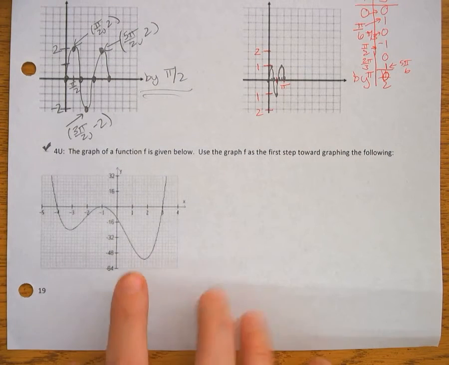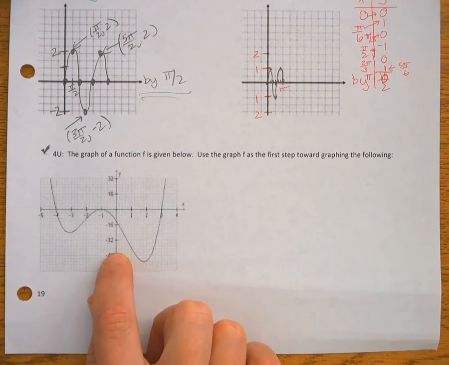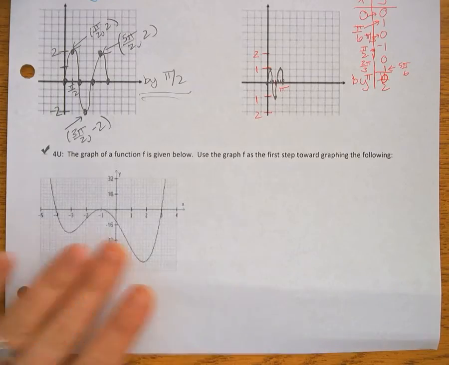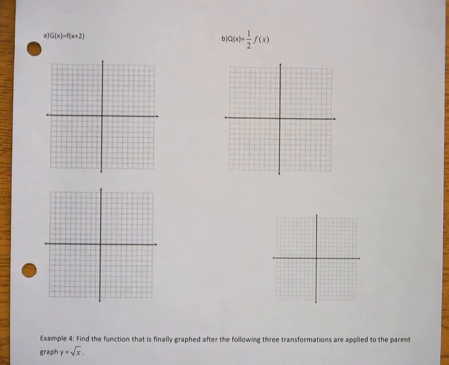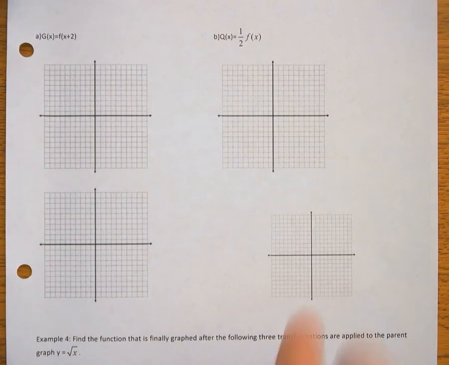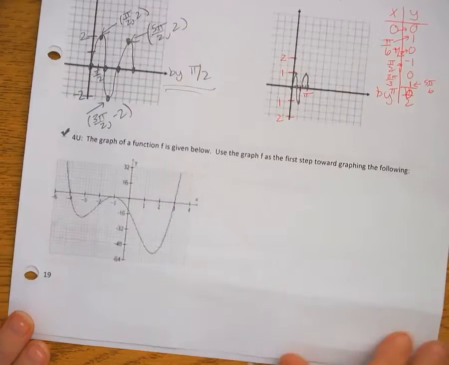So now here's one for you to try. Here's the graph of a function. And then on the next page, you're asked to graph f of x plus 2 and then half of f of x on these grids here. So I'm going to have you try that. Pause the video right here, try these, and then come back to check your solutions.